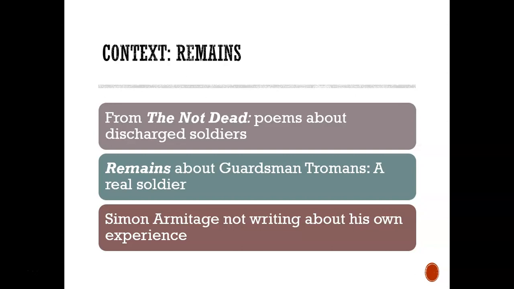It's interesting implications there. So Remains is about a real soldier called Guardsman Tromans, who was in Iraq and was a machine gunner. So it's really important to remember that Simon Armitage is not writing about his own experience. He's not a soldier. He's a poet. He's trying to portray the experience of another soldier. And more than that, he's trying to explore issues around conflict, actual wars, and perhaps conflict inside a person's mind, an internal conflict, as it were. Because you could say that that's what guilt is. Guilt is an internal conflict.